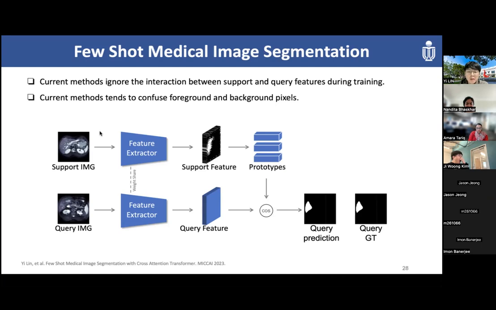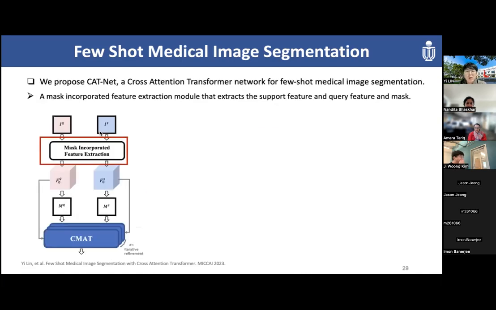And existing methods have two limitations. First, they mainly focus on how to transfer the knowledge from the support feature to the query feature, ignoring the interaction between them. And second, current methods tend to confuse foreground and background pixels. So motivated by this, we propose CAT-NET, a cross-attention transformer network for few-shot medical image segmentation.